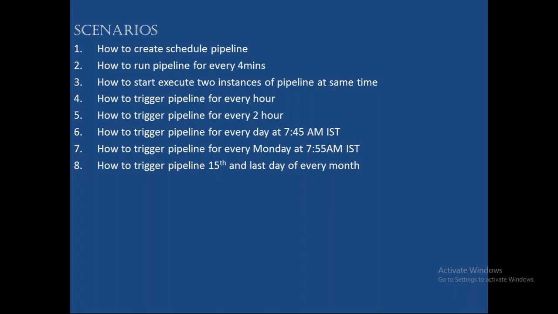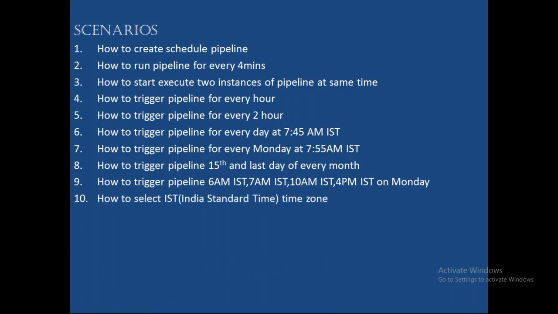Okay, how to execute on the last day of every month, I will show you with configurations. That is possible. Next, how to trigger a pipeline by using a single trigger on Monday at 6 a.m. IST, 7 a.m. IST, again 10 a.m. IST, again 4 p.m. IST. I want to execute the pipeline at 4 different timings on the same day, that is on Monday. How you can do that, we are going to see. How to select IST, India Standard Time zone, we are going to see.